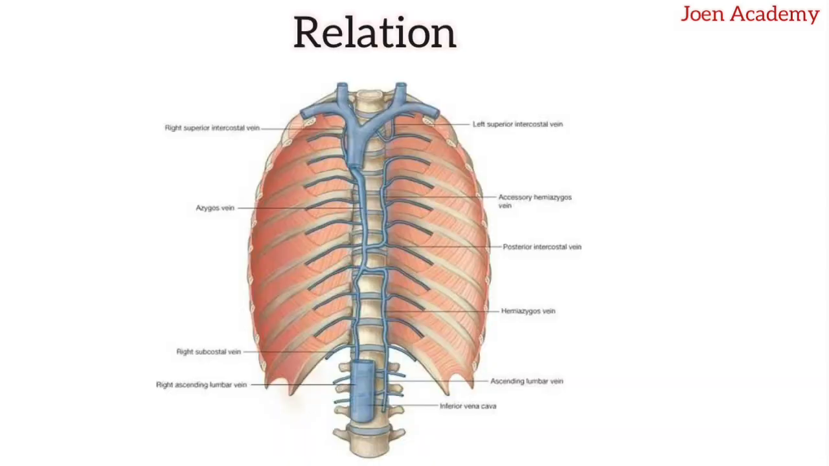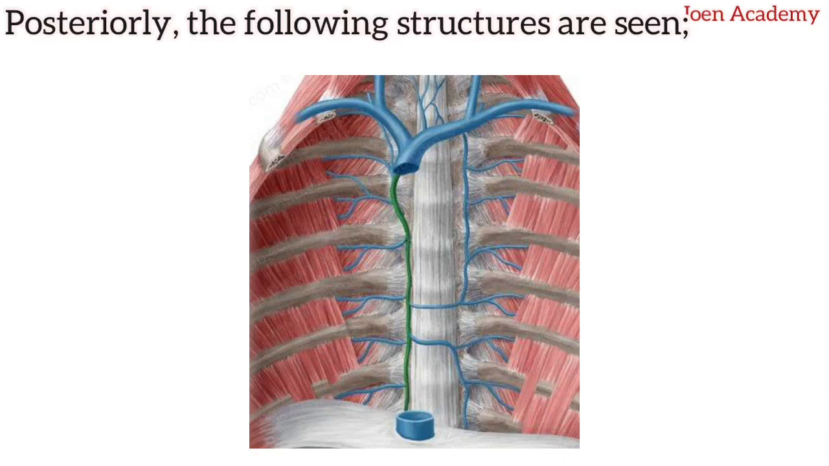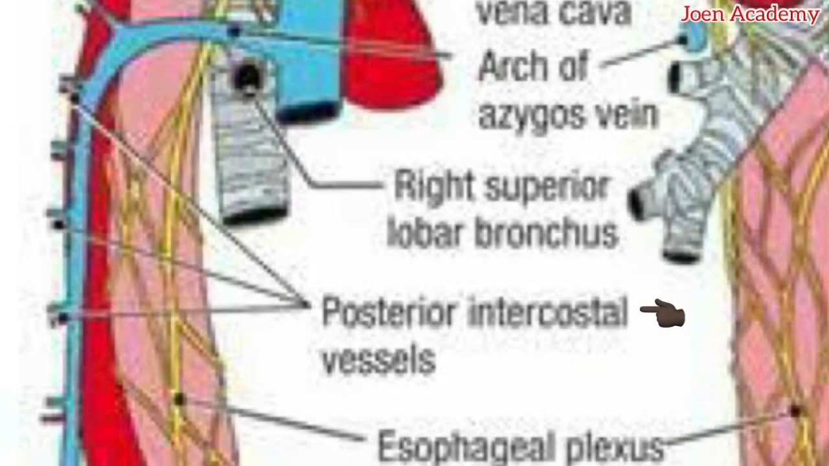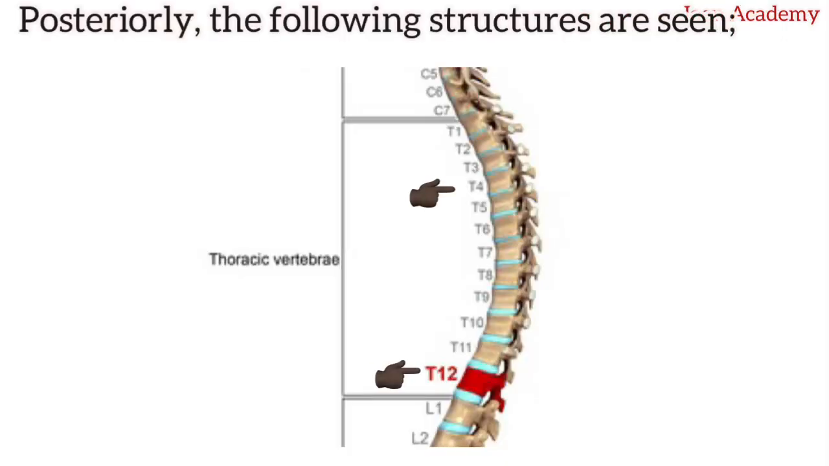The relationships of the azygos vein to other structures within the mediastinum are of great importance in clinical practice. So let's have a glance at the relationship of this vein with other structures. The following structures are found posterior to the azygos vein. These structures include the anterior longitudinal ligament, the right posterior intercostal arteries, and the bodies of the fourth thoracic vertebra to the 12th thoracic vertebra.